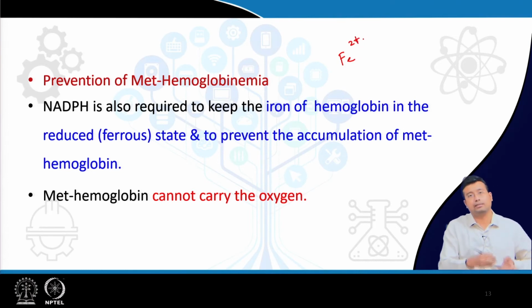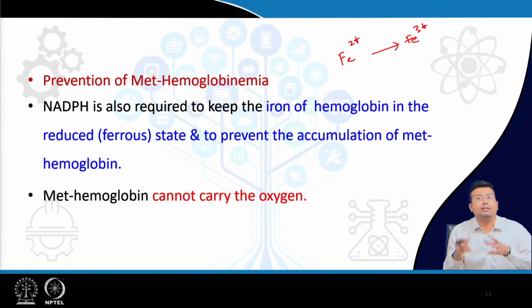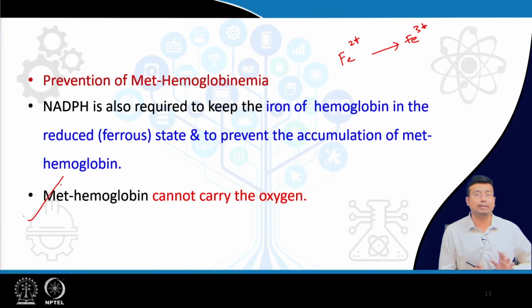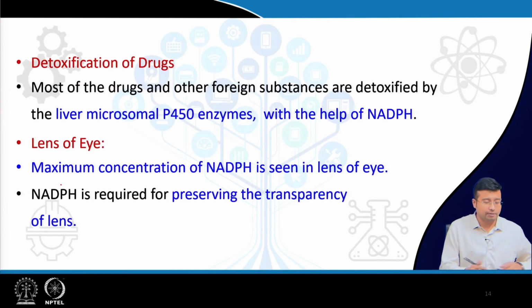It has a tendency to be oxidized to the ferric form, Fe3+. If iron in hemoglobin is oxidized to the ferric form, hemoglobin is converted to methemoglobin and loses all capacity of carrying oxygen. Okay, methemoglobin cannot carry oxygen. And who helps to maintain the reduced state? Again, NADPH. NADPH is required to keep the iron in the ferrous state and to prevent methemoglobinemia. So, again, if there is a deficiency of NADPH, there will be methemoglobinemia, right.